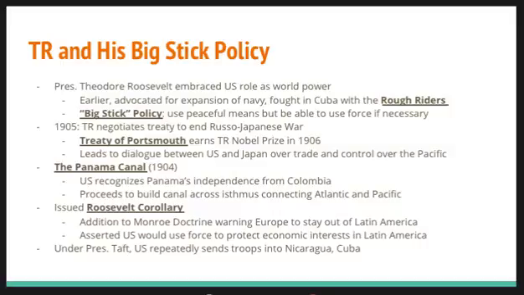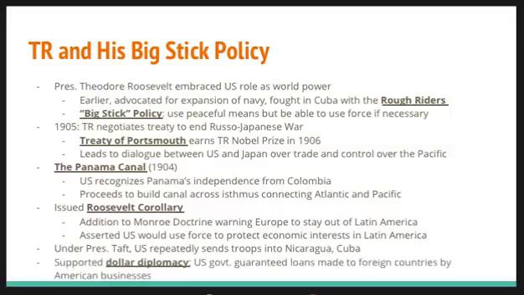And this continued under President Taft, who followed Roosevelt, where the United States would repeatedly send troops into places like Nicaragua and Cuba. But Taft also supported something known as dollar diplomacy, where the United States government would make loans, guaranteed loans made to foreign countries by American businesses to encourage American involvement and development in those countries.